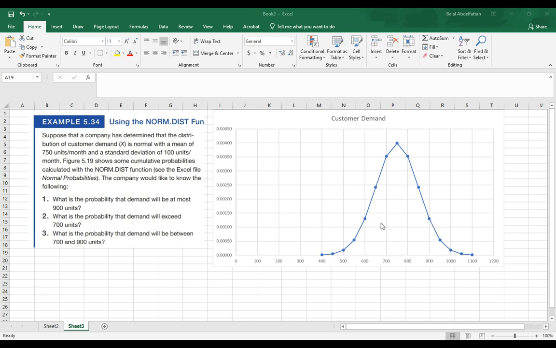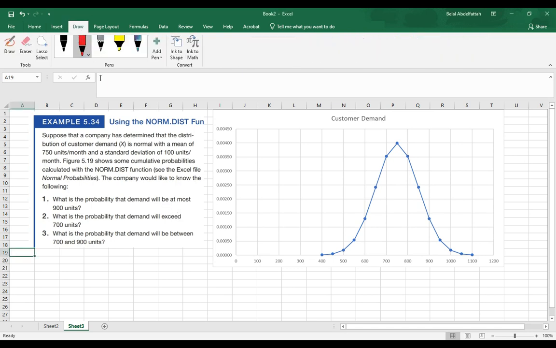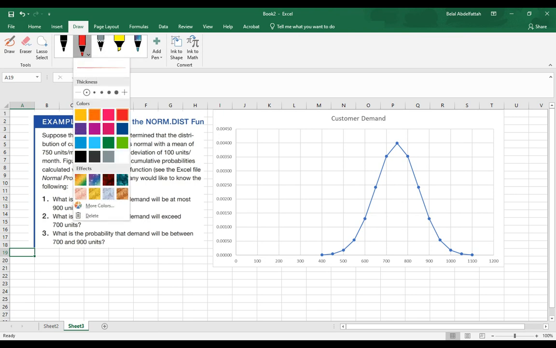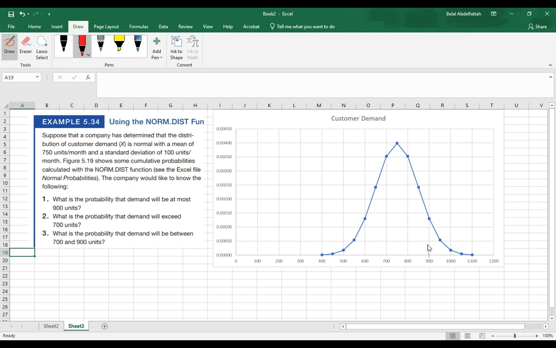So now that I have my visual, I can focus on problem number one, where it says, what is the probability that the demand will be at most 900 units? Well, I know that 900 on the curve is right here, and this is a symmetrical curve. So if I draw a line right down the middle of this curve, I know anything to the left of this is 50%, anything to the right of it is 50%, because one of the properties is that in total, the area underneath this curve equals 1 in decimal form, or 100%.